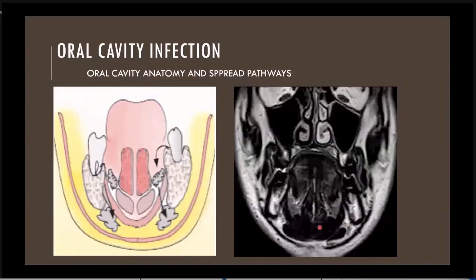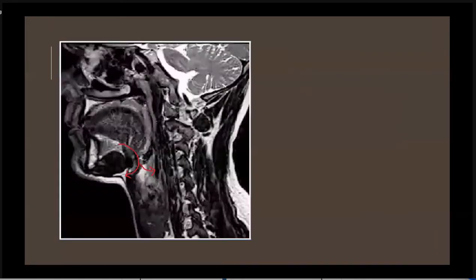The sublingual space, as the name suggests, is located below the tongue, superior to the mylohyoid muscle. So this is the mylohyoid muscle here, and superior to it we have the sublingual space. And below the mylohyoid muscle, we have the submandibular space, which is located inferior to the mandible. There is no connection between the sublingual and the submandibular spaces anteriorly. However, posteriorly, there is a gap in the mylohyoid muscle known as the buccopharyngeal gap.